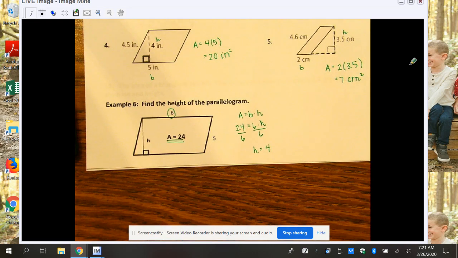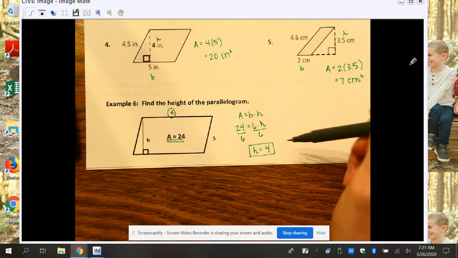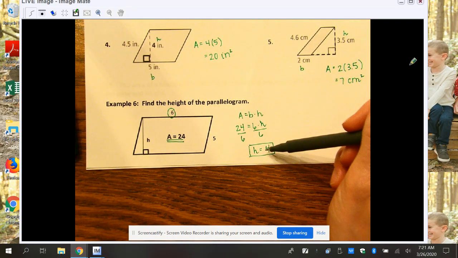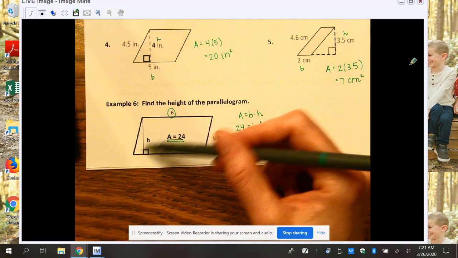No, there's no units in this particular parallelogram. If there were though, like inches, centimeters, whatever, you would not put the squared part because you're not looking for the area, you're looking for one of the parts of the parallelogram.